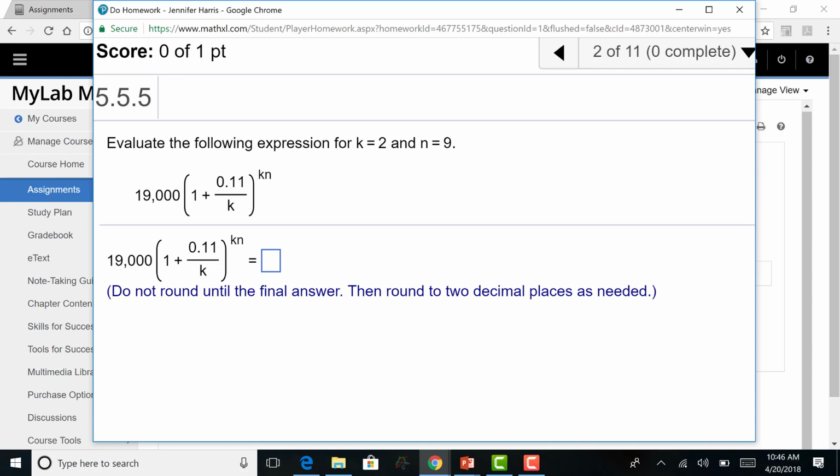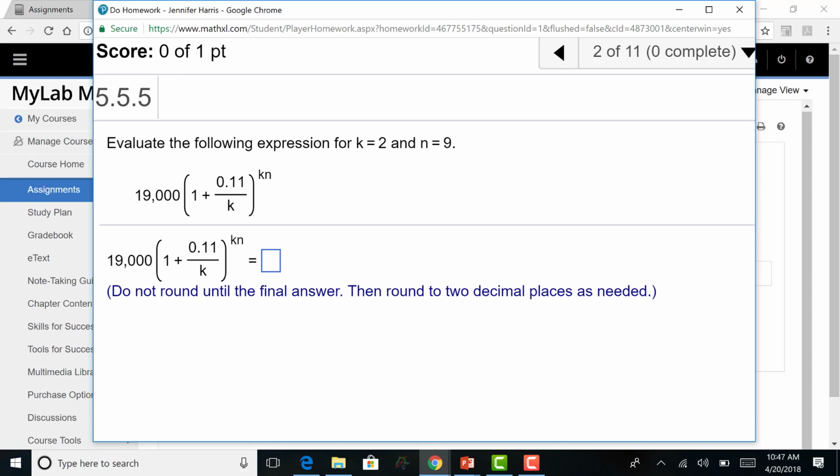Semi-annually, okay? So, again, it tells you what 2 is. What's N in this case? I called it T. So, in the homework, if it says N, it's the same thing as years. They're just calling it N instead of T. So this is 9 years.